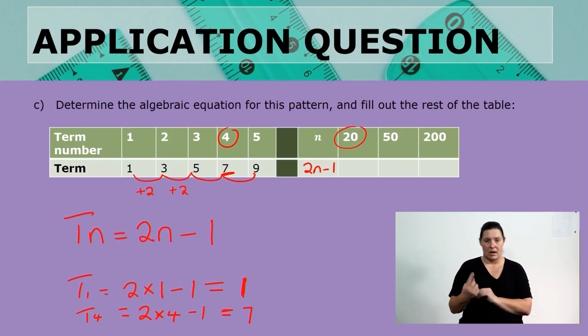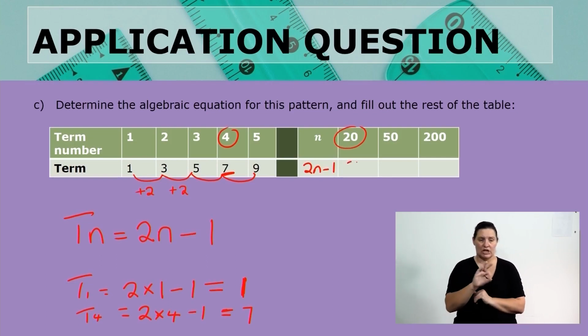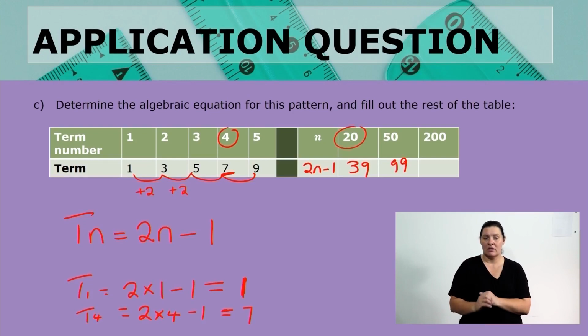What about my 20th term? We're going to say 2 times 20, which is 40, minus 1 is 39. Then what about my 50th term? 2 times 50 minus 1. If your answer is 99, you are absolutely correct. And then the last one there, for term number 200, we are going to say 2 multiplied by 200, which is 400. And when we subtract 1, my answer is going to be 399.